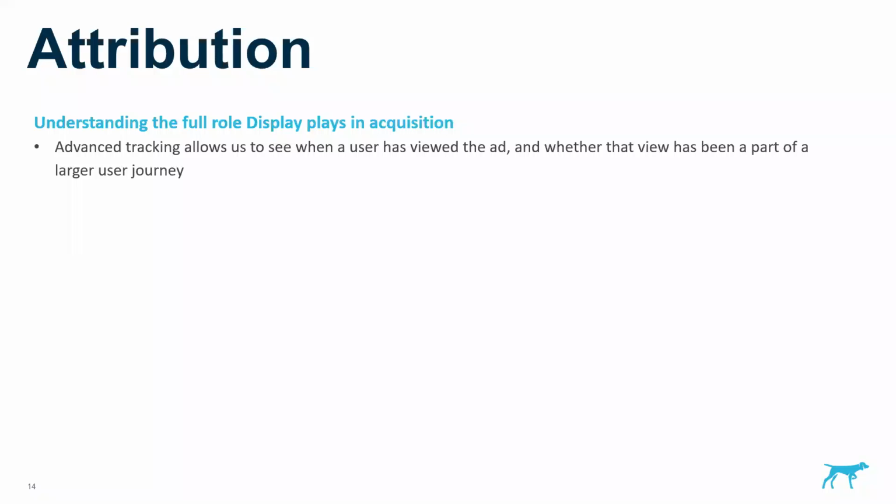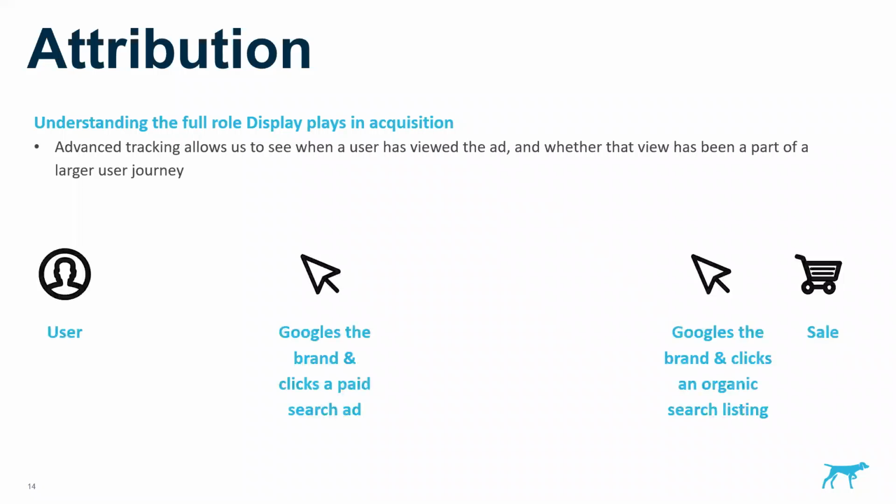So, traditional click-based tracking. You might have a user who Googles a brand and clicks a paid search ad, so that gets logged into AdWords and Google Analytics. Then they Google the brand later on, click an organic listing and make a sale. So in Google Analytics, we're seeing the last click come through as organic, and in Google Ads, we see the paid click come through, and we think, oh, paid search and organic, SEM, SEO, doing their magic again.